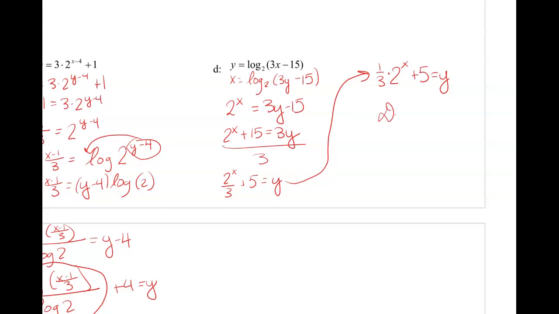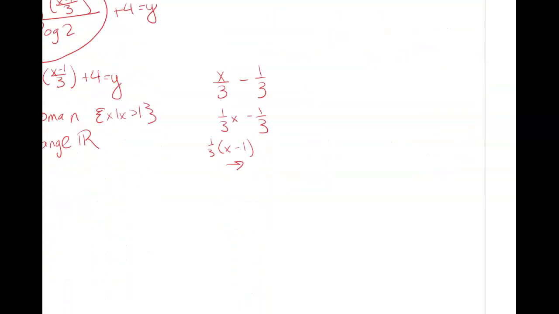So then my domain would be all real numbers. Wow, that's a really bad R. And my range would be the set of all y's such that y is going to be greater than 5, aka 5 to infinity.